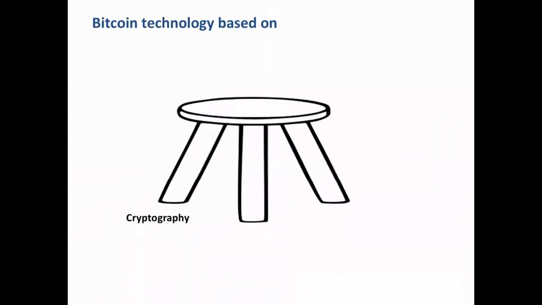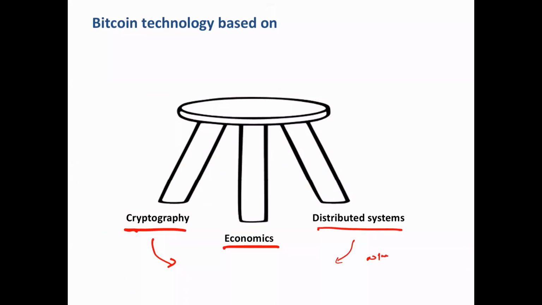Okay, so Bitcoin and blockchain technology, primarily Bitcoin, is based on three main things, right? Cryptography, distributed systems, and economics. Cryptography you have already understood. Distributed systems, as part of networking, you have understood, but not fully, to some extent.